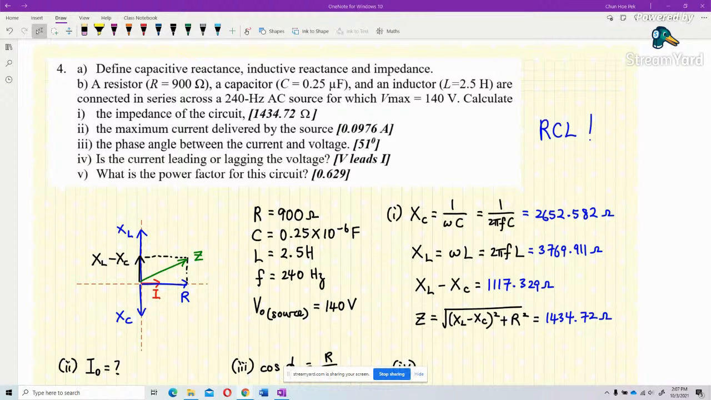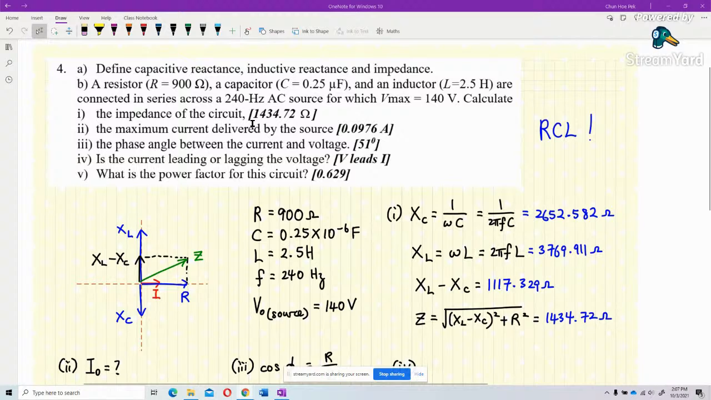So now we start with question 4B. A resistor, given the resistance, a capacitor with this capacitance, and an inductor are connected in series across this AC source, 240 hertz, for which the Vmax is 140 volt. Calculate the impedance of the circuit.